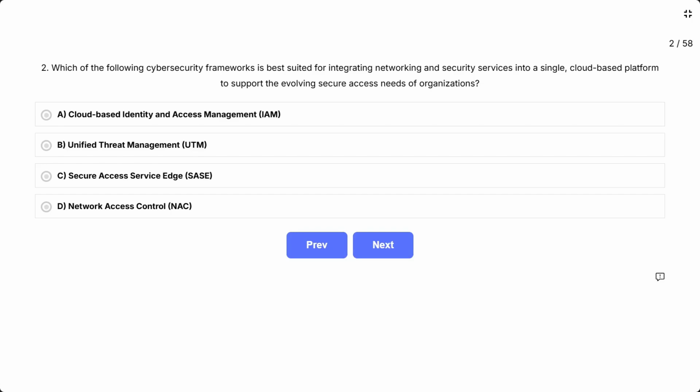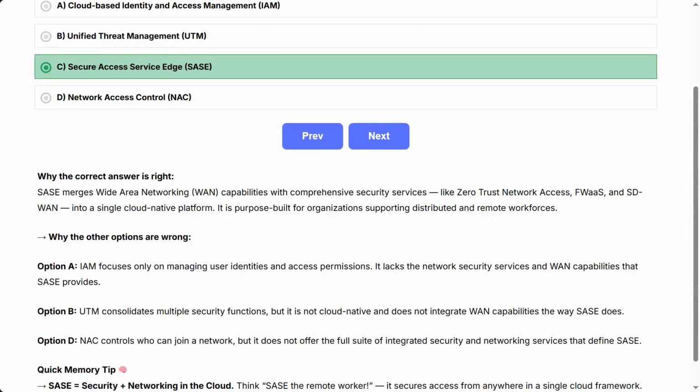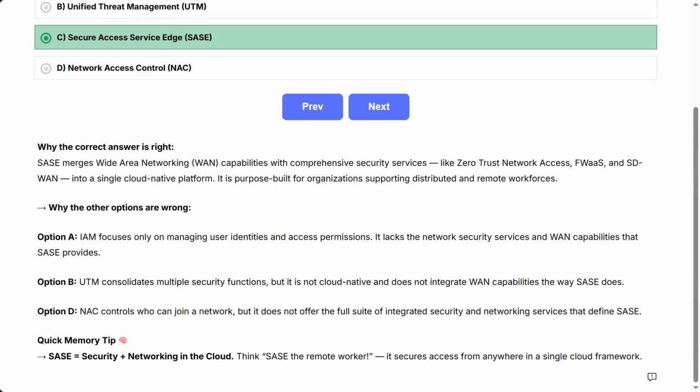Correct answer, C. Secure Access Service Edge, SASE. SASE merges wide area networking, WAN capabilities with comprehensive security services like Zero Trust Network Access, FWaaS, and SD-WAN into a single cloud-native platform. It is purpose-built for organizations supporting distributed and remote workforces.